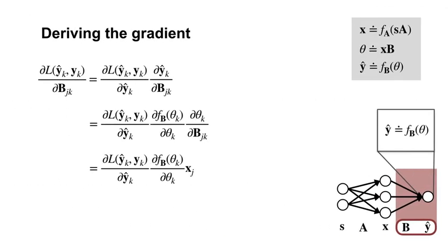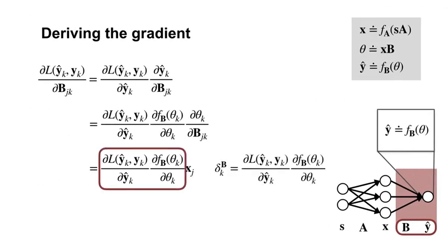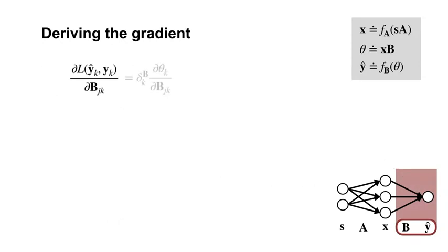To ease notation while computing the gradient with respect to A, let's define a new term, delta B. We can replace most of the gradient for B so that it now becomes delta B times its input, X. Now, to compute the gradient with respect to A, we need to go through the same steps as for B. The main difference is that we have one extra chain rule step because the weights A also affect X.